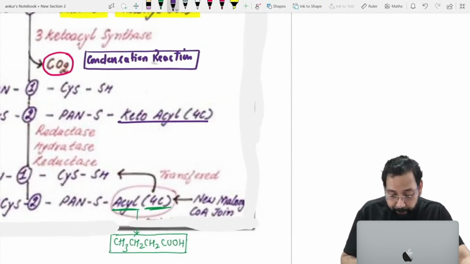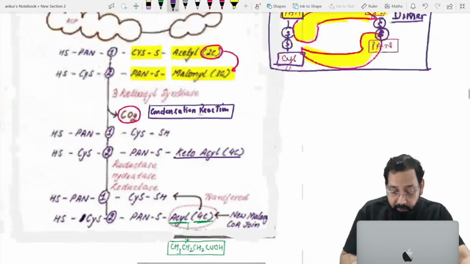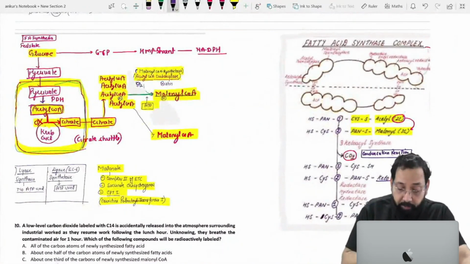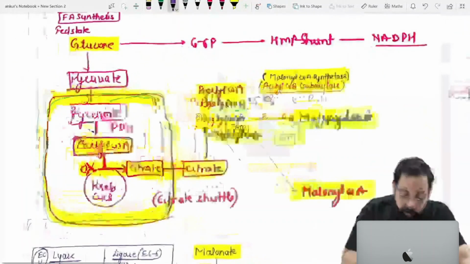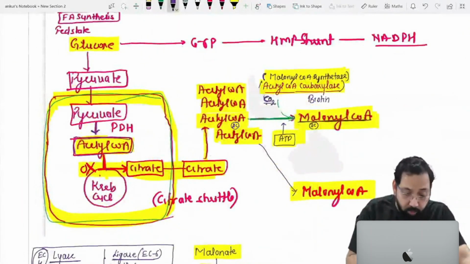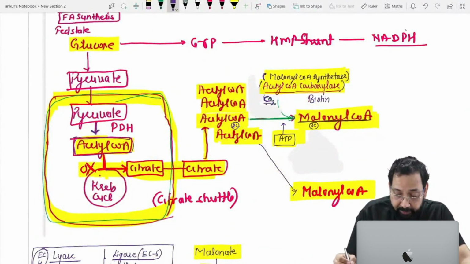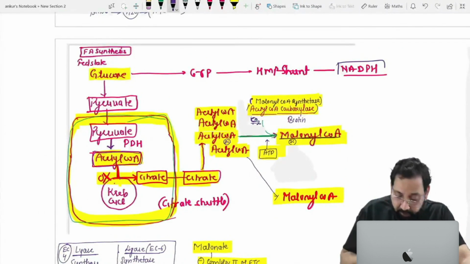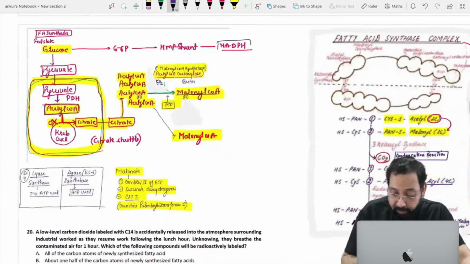What is ketoacyl? Whatever I am writing, even if you don't remember it, it's okay, but you must have an idea how this reaction is occurring. Before going to that, again I repeat what happened, because I am going to integrate each and everything. After we took extra food, glucose produces HMP shunt and NADPH; extra glucose gives pyruvate, acetyl comes out, acetyl converts to malonyl. So now in the cytosol you have both acetyl and malonyl.